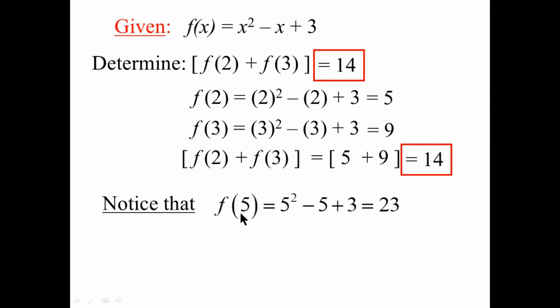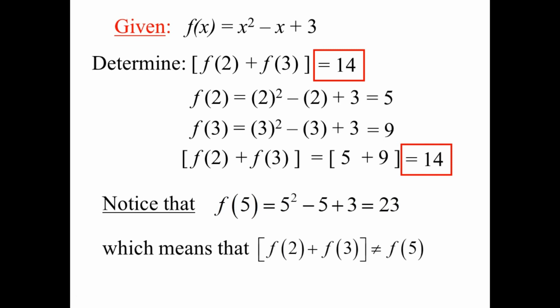I'd like you to notice that f of 5 is the result of inputting 5, and so we would say 5 squared minus 5 plus 3, which is 25 minus 5 plus 3, that's 23, and that's not the same as 14. So we can conclude that f of 2 plus f of 3 is not equal to f of 5. And the reason I bring this up is because I don't want you to think that we can just do arithmetic here and go 2 plus 3 is 5, so f of 2 plus f of 3 should be f of 5, but it isn't. We must do these separately.